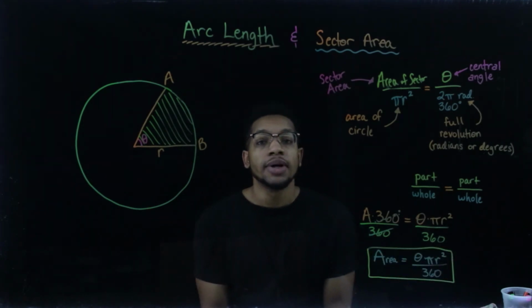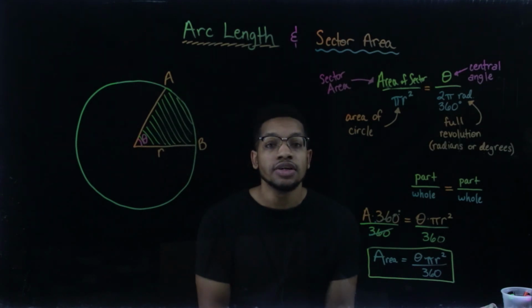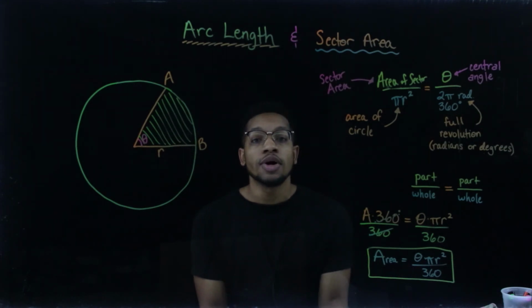All right, so those are basically the 2 formulas you're going to use to solve for the arc length and the sector area. So make sure you stick around for part 2 for some examples.